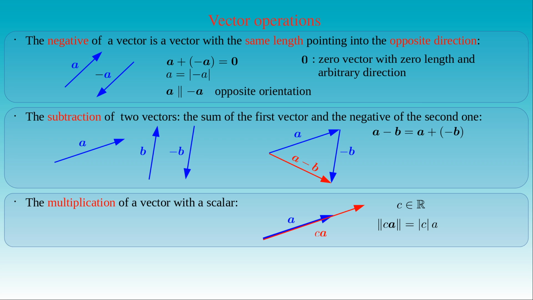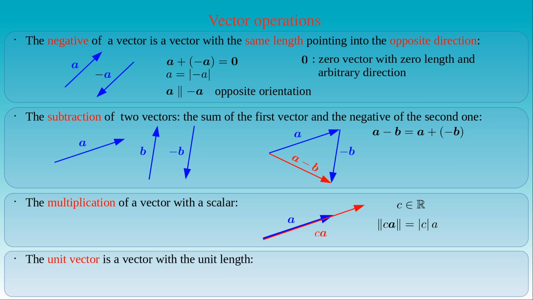By using this operation, we can also define the unit vector, which is of unit length. For a vector a, the unit vector Ea is defined as the multiplication of a with the inverse of its length. Then the length of unit vector Ea is equal to 1, and it points into the direction of the vector a, as we see in the figure.